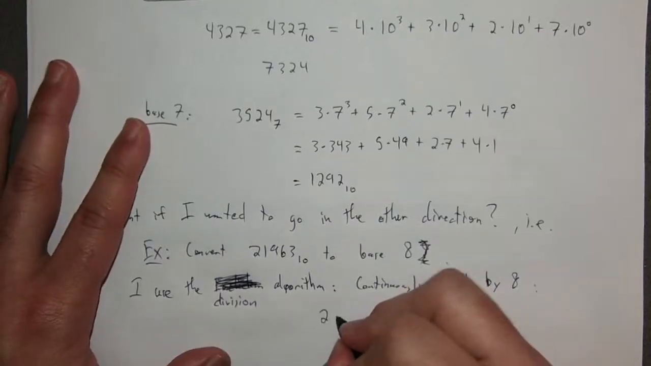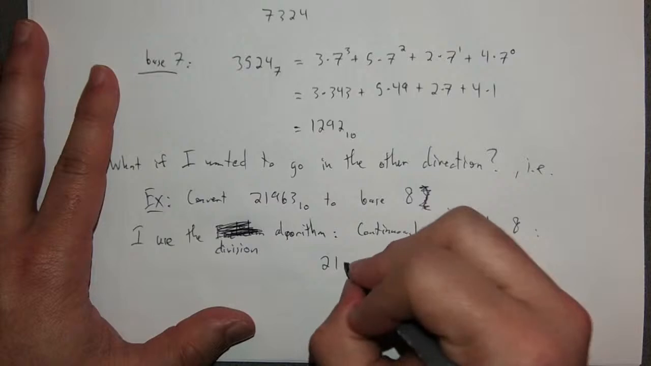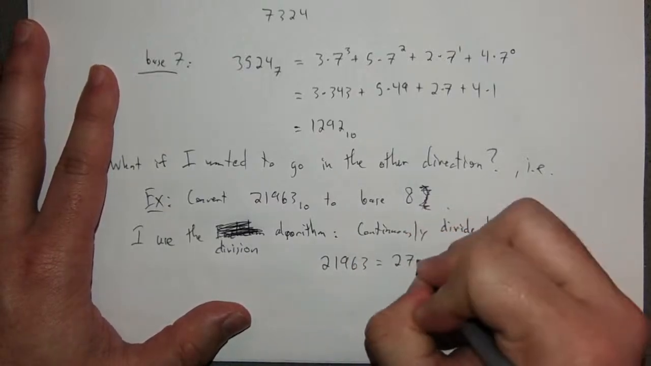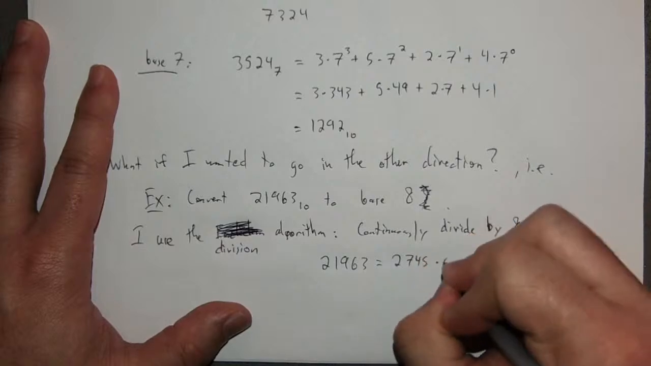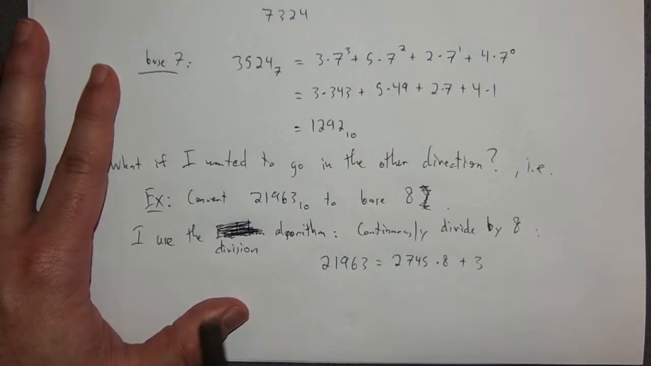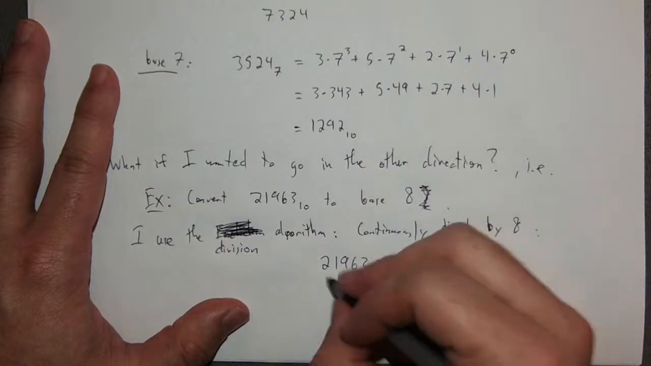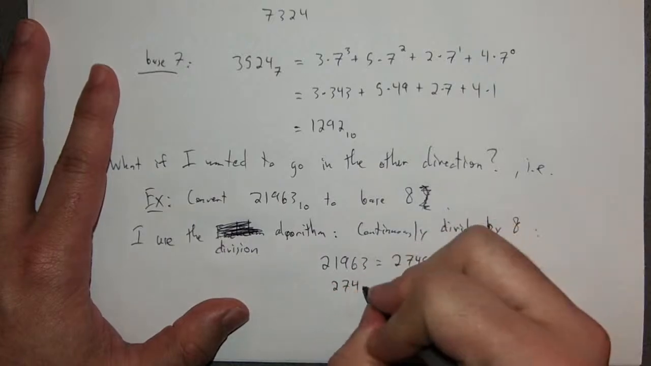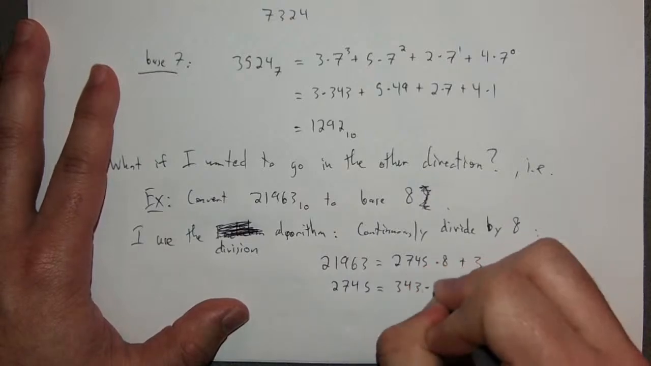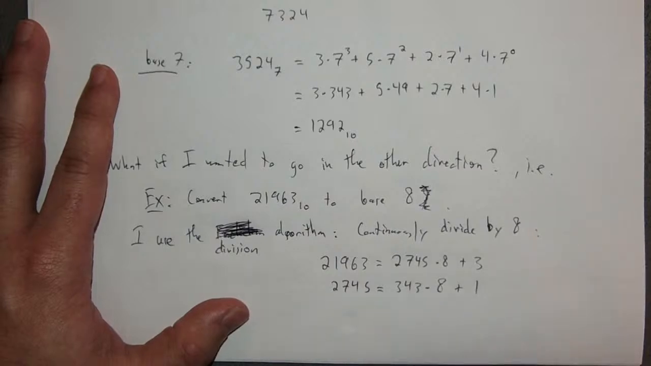So let's just do this step by step. 21,963, when I divide by 8, what do I get? The quotient is 2,745 times 8. The remainder is 3. Okay, now I divide this quotient by 8. When I say continuously divide by 8, I mean I divide once by 8 and then I divide the quotient by 8, right? So 2,745 divided by 8 again, the quotient is 343 times 8, and the remainder is 1.